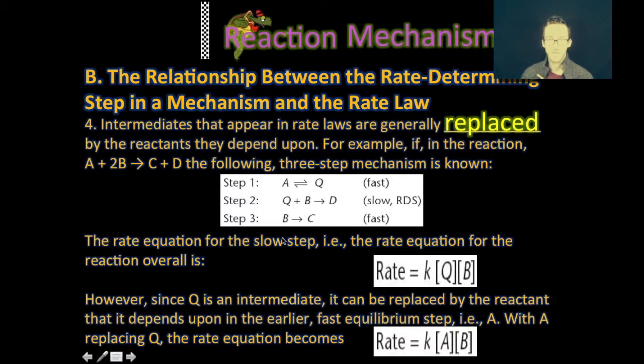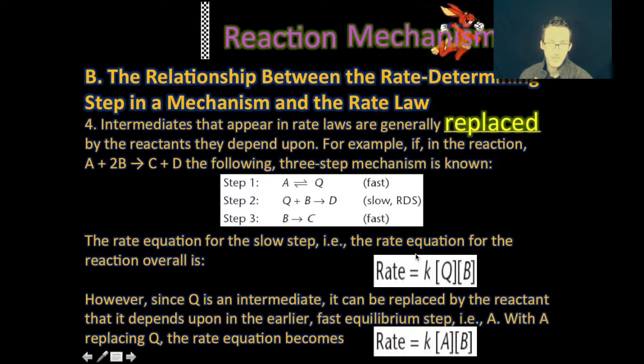It says the rate equation for the slow step, i.e. the rate determining step, is also the rate equation for the overall reaction, because the slow step rate law has to be the same as the rate law for the overall reaction. So when you write the rate law for the slow step, you are essentially still writing the rate law for the overall reaction as well. However, note that because Q is an intermediate, we're going to have to replace it, and we'll do some work with this and explain how you actually work through this, but it can be replaced by the reactant that it depends on in order to be formed.